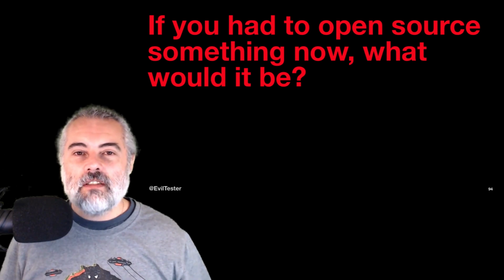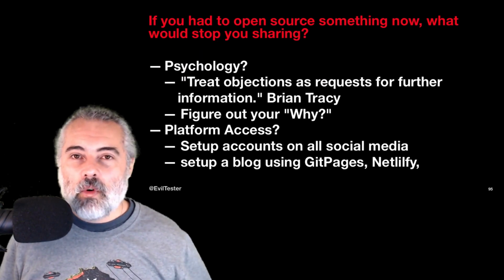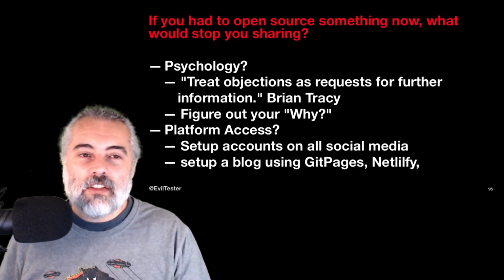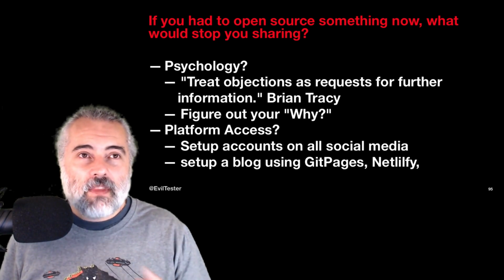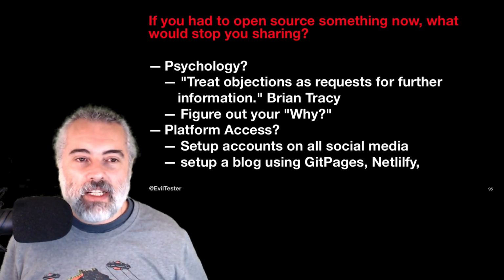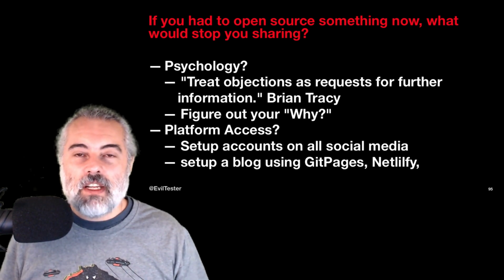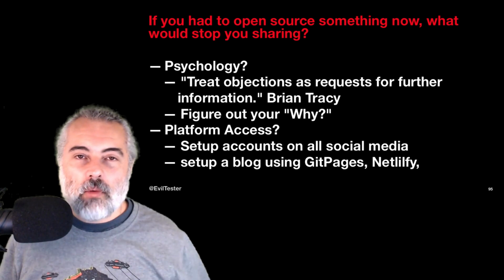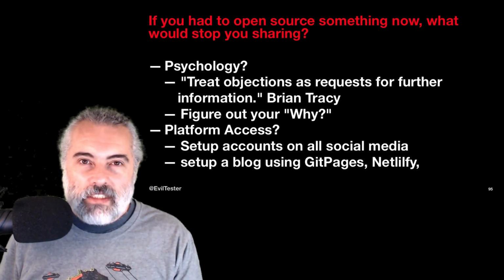What could you share? And as soon as you think that, what are the objections? What comes into your head? So figure out why that appeared. What is stopping you from doing this? Remove the hassle by setting up accounts on all social media. Do that now if you haven't already done it. You can set up a blog very quickly on GitPages, Netlify, WordPress, or just use LinkedIn and articles. Get started there, then copy and paste it into a blog later on. But look at what is stopping you.